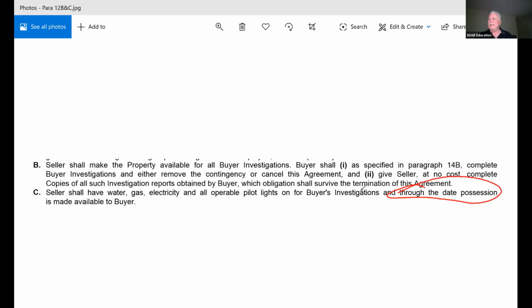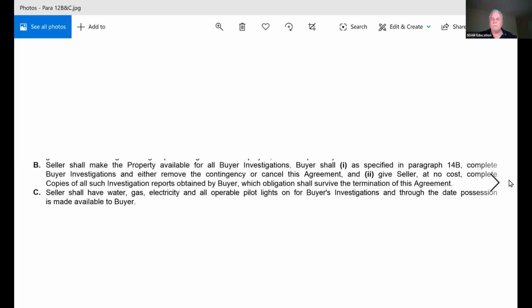So, in the old days, the seller would say, well, do your inspections. And once the inspections were done, they'd have all the utilities turned off so they could save 3 days worth of electricity. And the answer is, nope, can't do that. Contract now says you got to leave it on until the possession is transferred to the buyer. Questions about any of that?